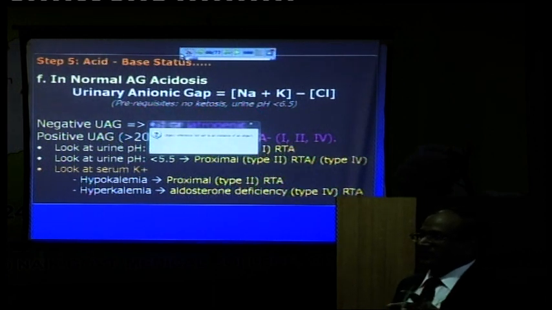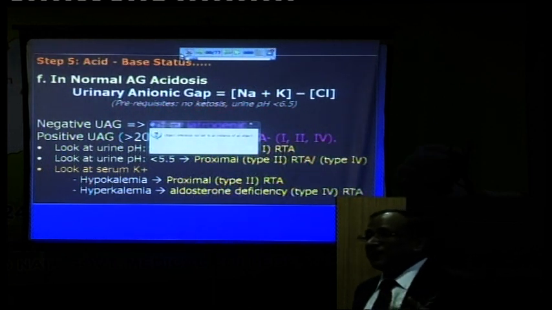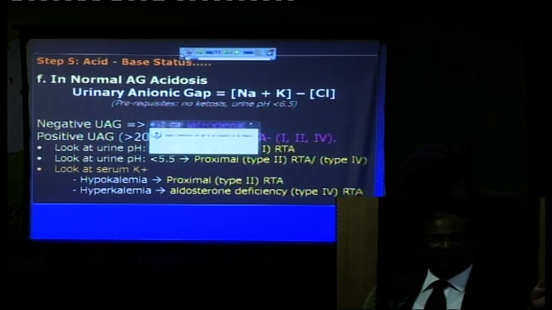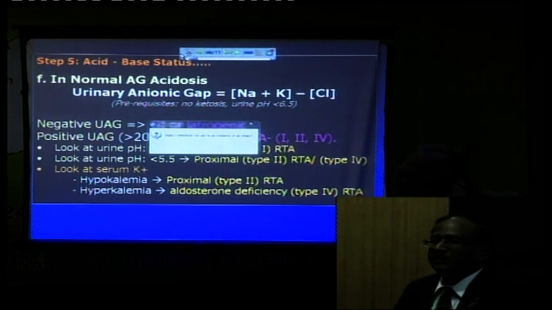Look at the serum potassium. If the serum potassium is high, it's type 4. If it is normal, it is type 2. Why is it important to diagnose this? Because RTAs, renal tubular acidosis, are common in the hospital. The treatment depends on what type it is.